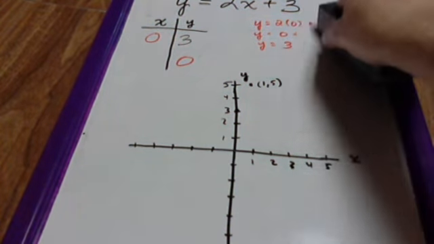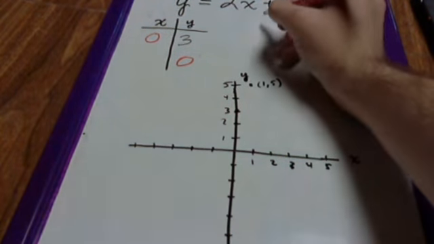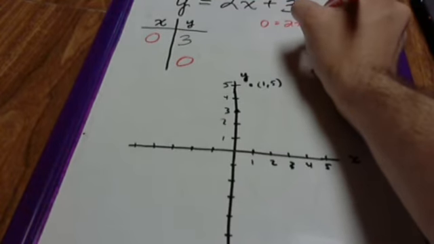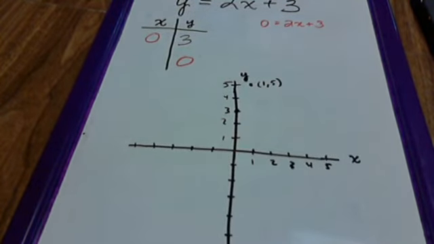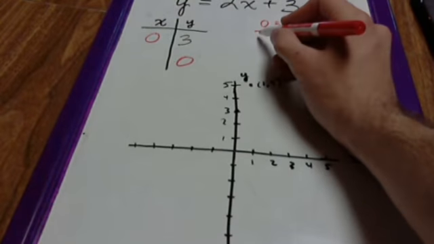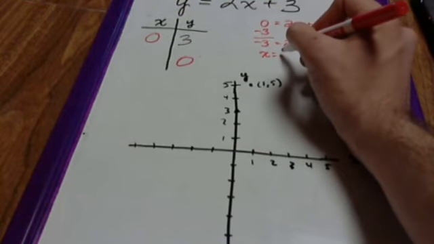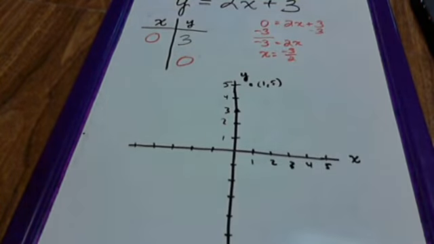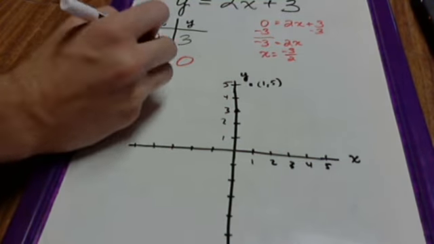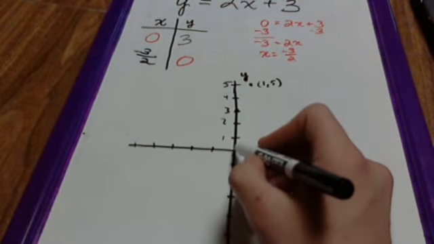So I'm going to erase this equation here, and this time I'm going to say y equals 0. So 0 equals 2x plus 3. Now I've got to subtract 3 from both sides because I want to solve for x. So I get negative 3 equals 2x, and x equals negative 3 halves, or negative 3 over 2. So that is my x-coordinate, negative 3 halves. So I plot it now. I go x equals negative 3 halves.